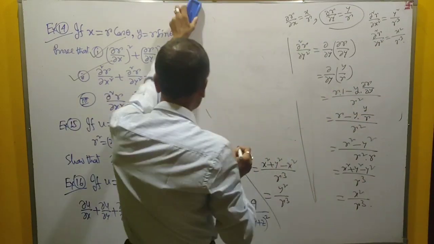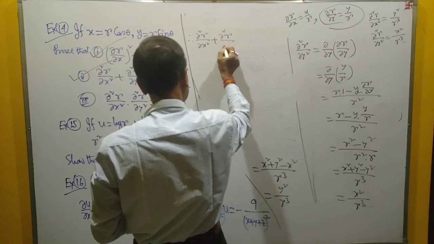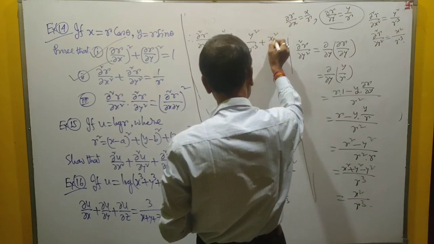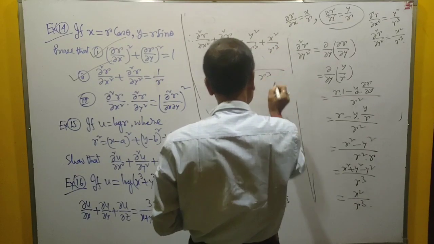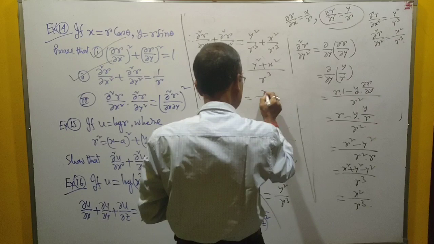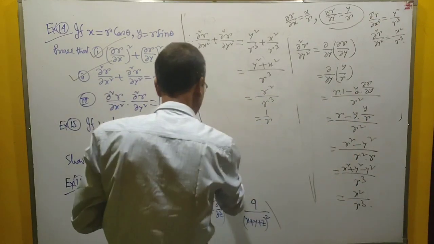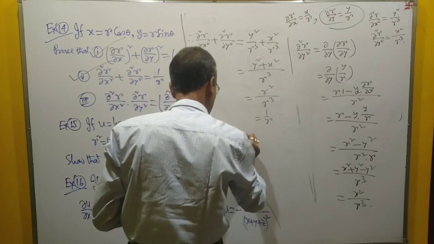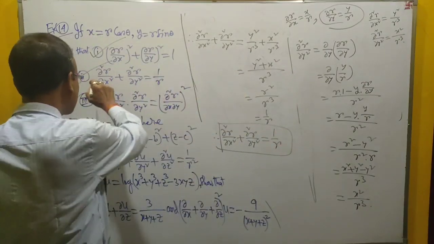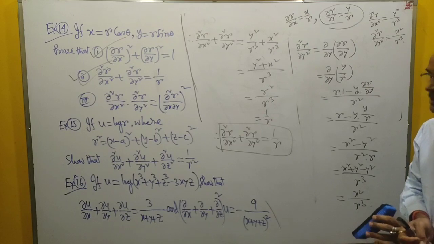Now, therefore, del 2 r by del x square plus del 2 r by del y square equal to y square by r cube plus x square by r cube. This is equal to r cube here, and you will get y square plus x square. This is equal to r square by r cube equal to 1 by r. Therefore, del 2 r by del x square plus del 2 r by del y square equal to 1 by r. Therefore, we have proved this one. Number 2 has been proved.